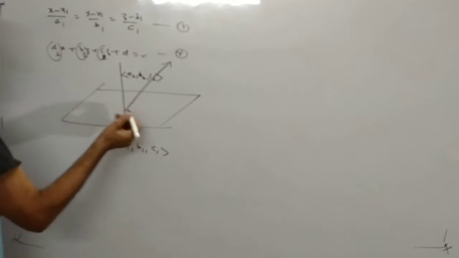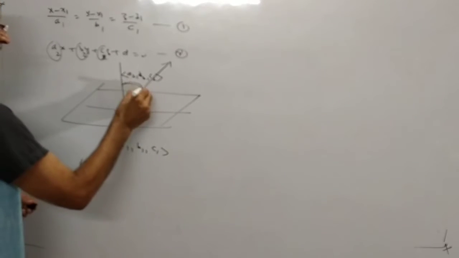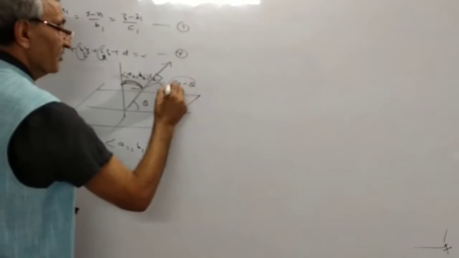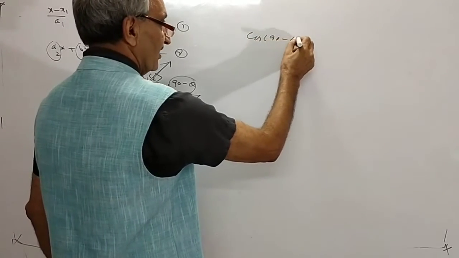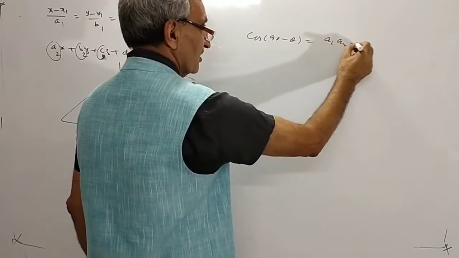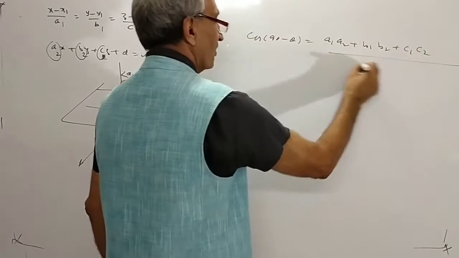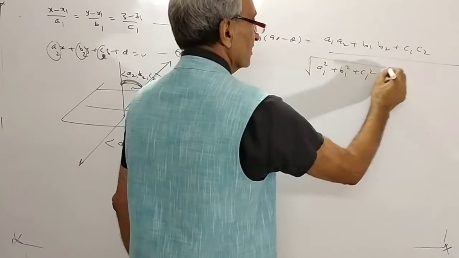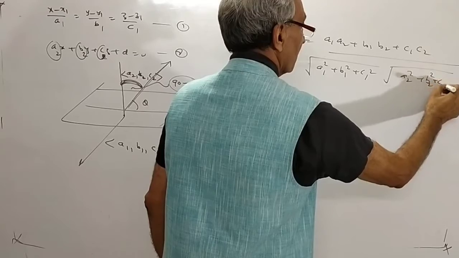What angle does the line make with the plane? Say this angle is theta. So the angle between the normal and the line will be 90 minus theta. Then cos(90 minus theta) is equal to (A1 A2 plus B1 B2 plus C1 C2) upon the magnitudes. Now apply the same formula which we have done in vectors and in solid geometry earlier, for the angle between two lines given to us.